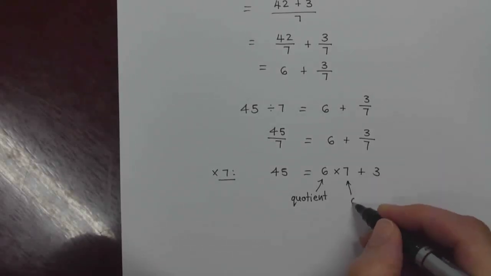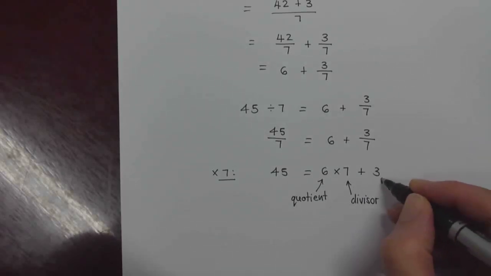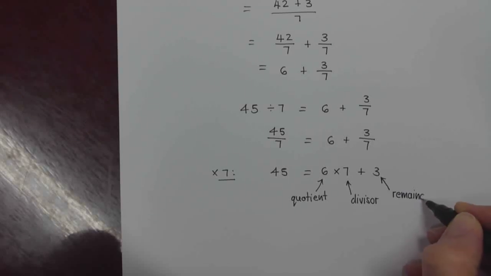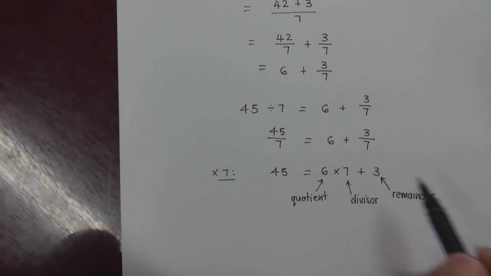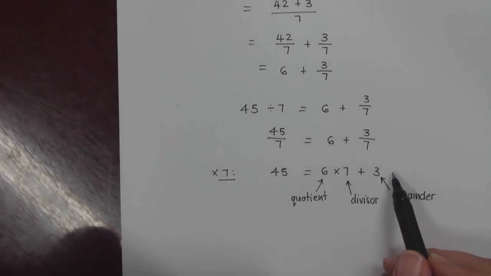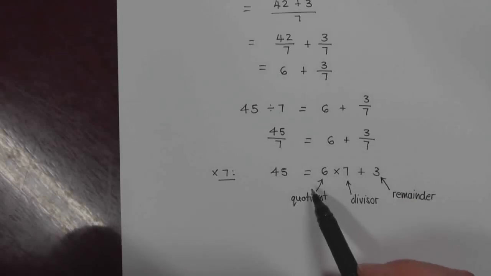This was my divisor, and this was my remainder. So you can actually write any number out as a product of its quotient and its divisor plus its remainder. So I'm going to refer back to this. I know you look at it and you go, why would I want to do this?